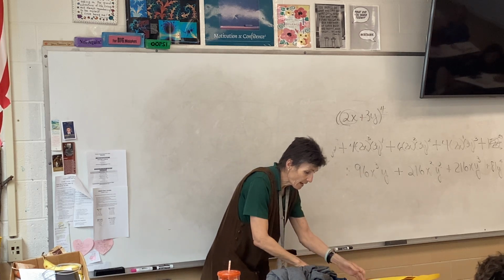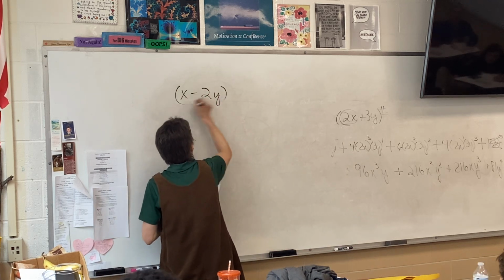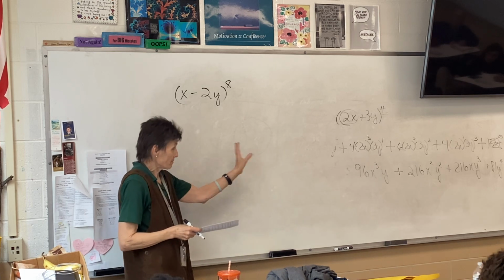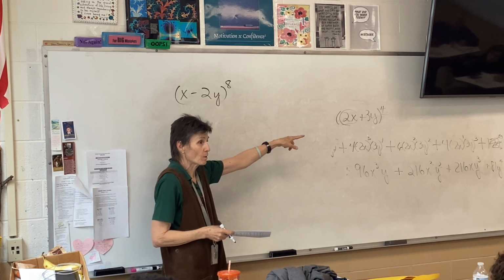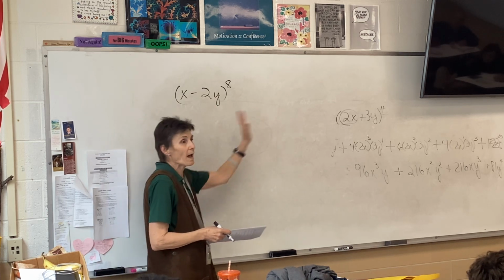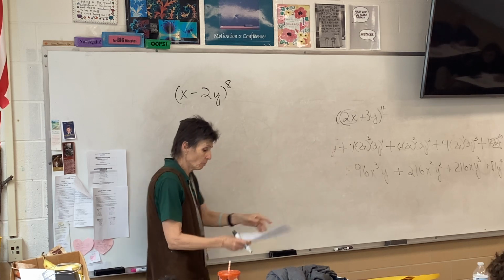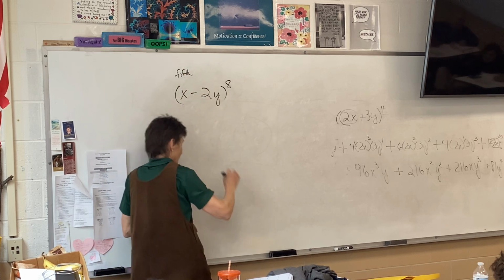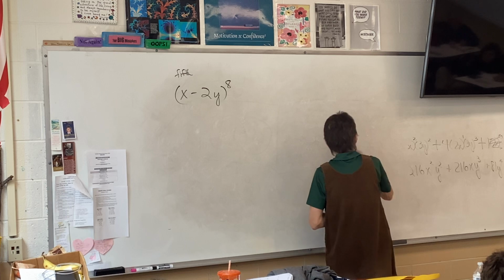Next, (x - 2y) to the 8th. Now, think about the one I just erased half of it. That was only the 4th, and this is the 8th. So this problem would be absolutely gigantic. But luckily, I only want the 5th term. So, how do I start? The same way I always start, which is how?